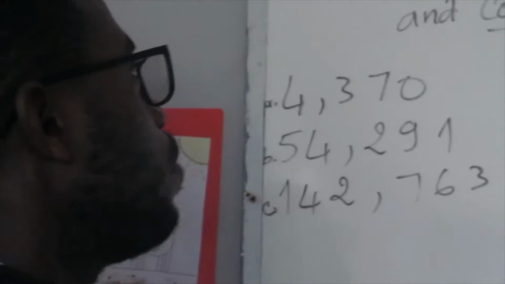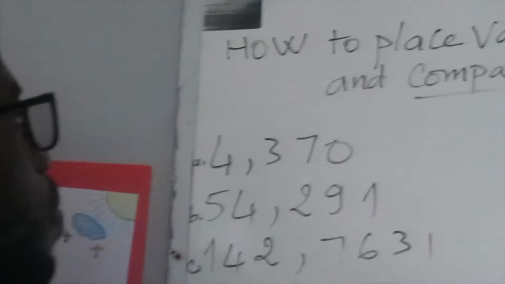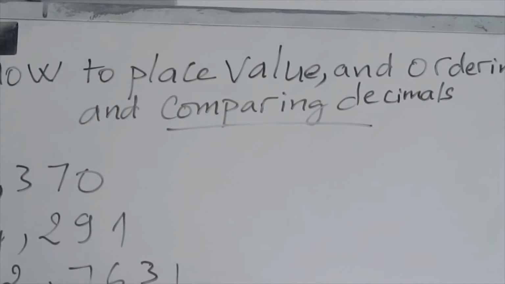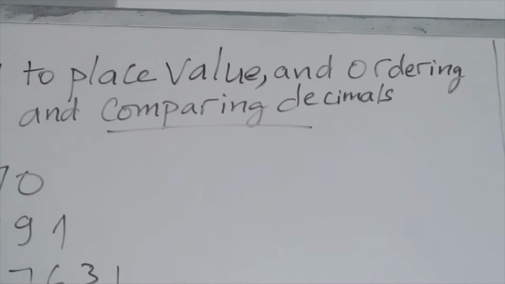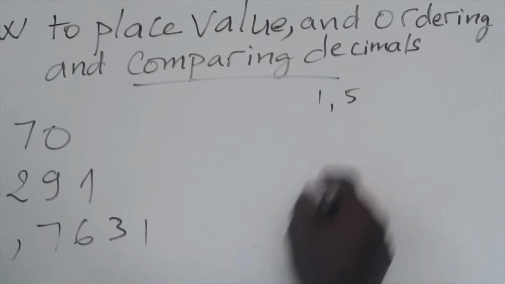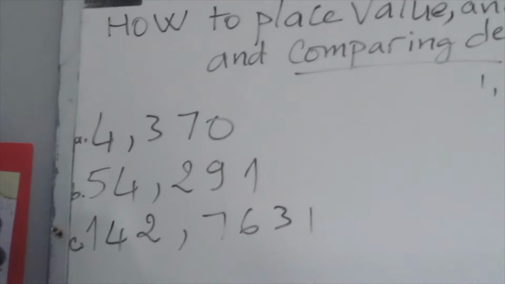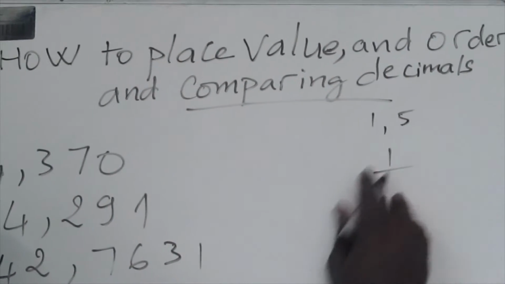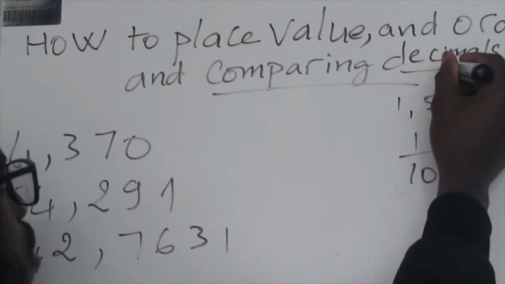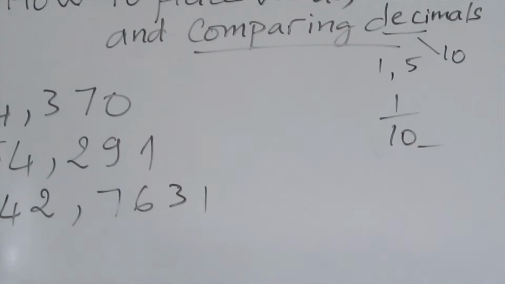So we are here again today with grade 7, and today we are based on how to place value, order and compare decimals. We have the decimal. We talk about a decimal when we have a number separated with a comma. If we have 1 comma something, this is a decimal. We talk about decimal as well when we have something divided by 10, because deci means divided by 10, and this will give us a comma as well.